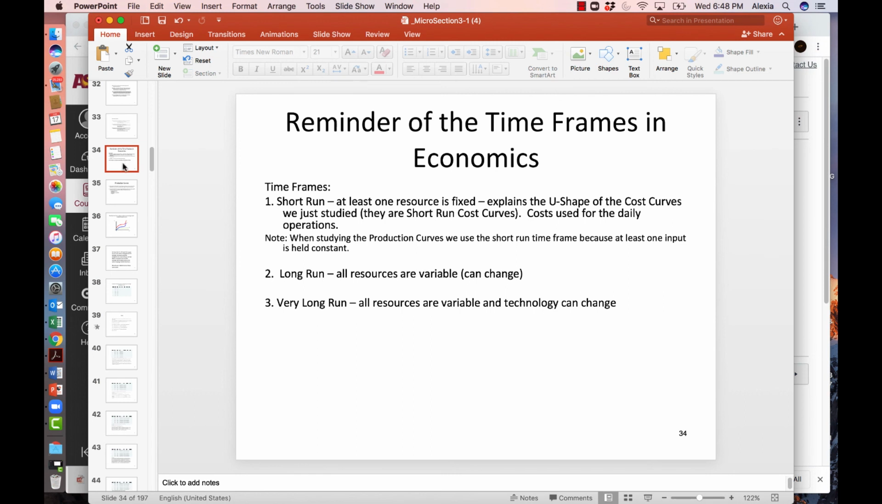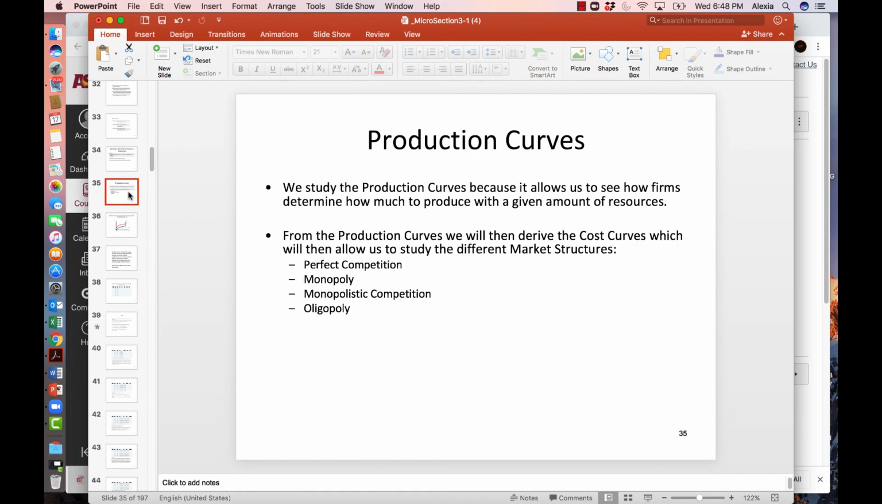Okay, so quick reminder, we've got three time frames: short run, long run, very long run. Right now we're still staying with the short run. So we're going to drop the profit idea momentarily, probably until the next video. We'll come back to that. I just wanted to introduce it because we're going to look at cost curves now.